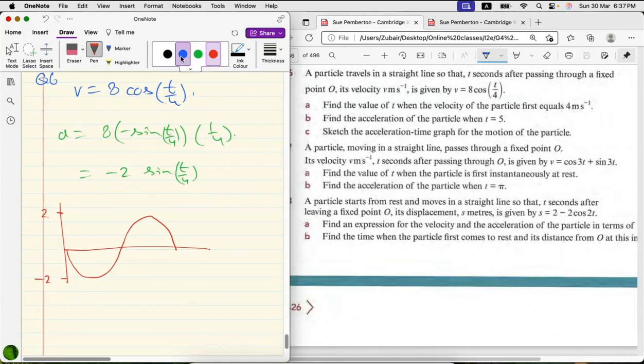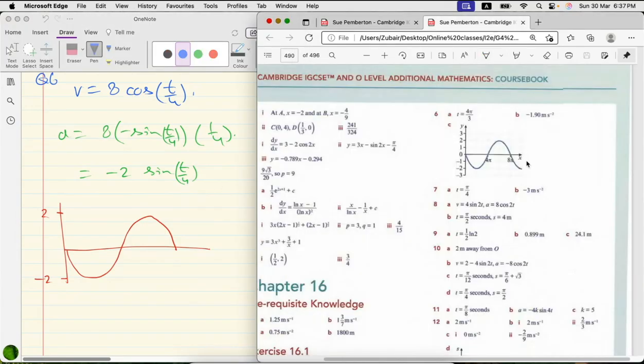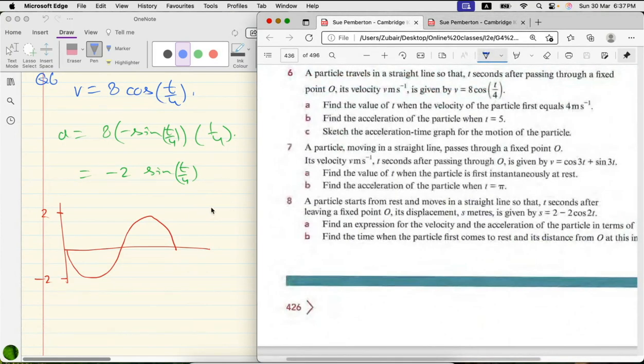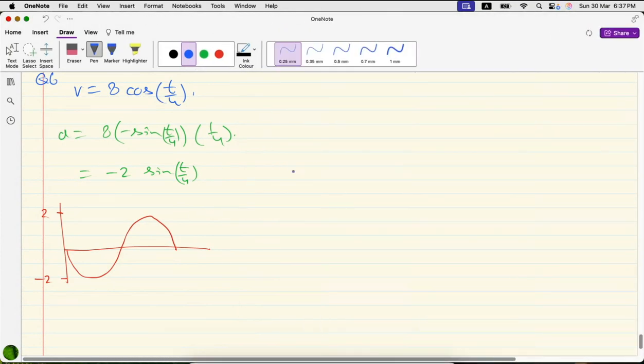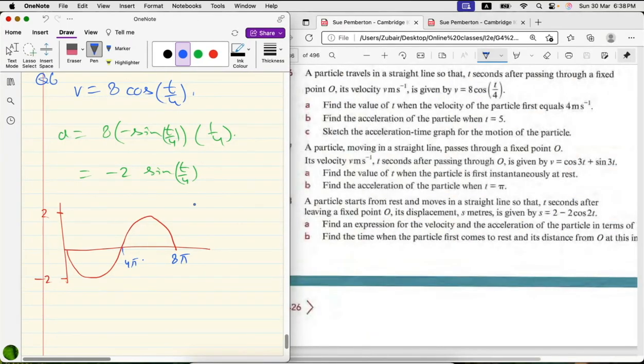And the cycle is t by 4. So 360 into 4 is 1440. T would mean it completes in 2 pi, and t by 4 means it completes in 8 pi. This is the final answer.